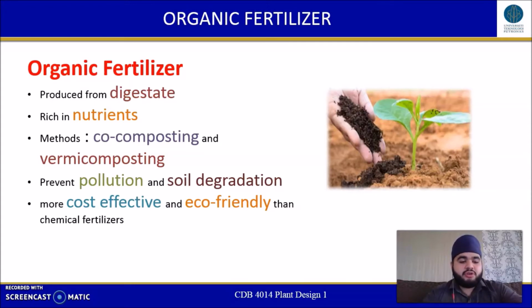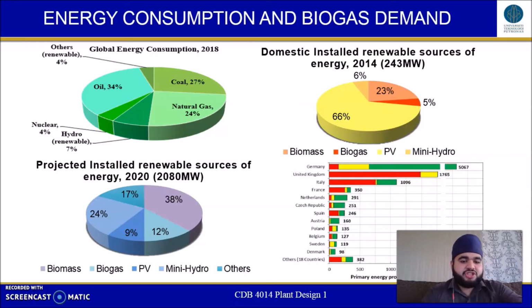While co-composting utilizes aerobic microorganisms and sometimes other biodegradables to reach the optimum carbon to nitrogen ratio, vermicomposting is the natural conversion of biodegradable waste into high-quality fertilizer using earthworms. Organic fertilizers are eco-friendly, cost-efficient, and prevent soil degradation, in addition to being a source of nutrients for crops in comparison to chemical fertilizers.